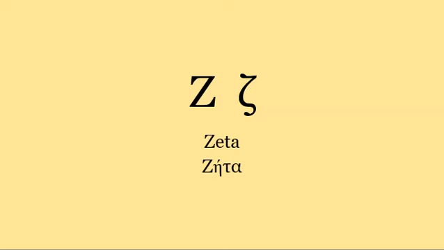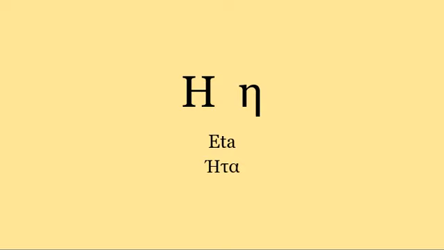Next is zeta. Zeta. It looks like a Z. It's pronounced like a Z. Nice and easy. Next is eta. Eta. This is the first of several letters that is pronounced E. Sort of looks like an H in uppercase and an N in lowercase, but what can you do? It's called eta.